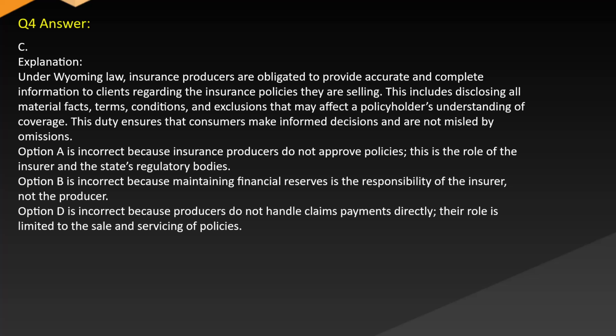Option A is incorrect because insurance producers do not approve policies. This is the role of the insurer and the state's regulatory bodies. Option B is incorrect because maintaining financial reserves is the responsibility of the insurer, not the producer. Option D is incorrect because producers do not handle claims payments directly. Their role is limited to the sale and servicing of policies.